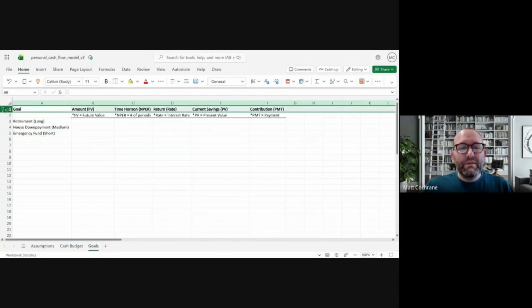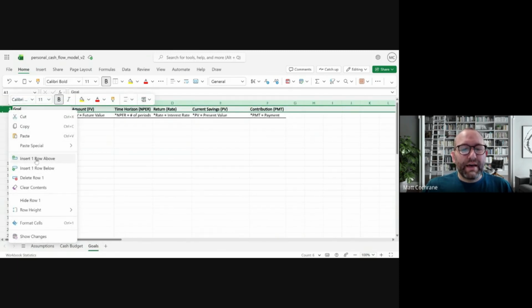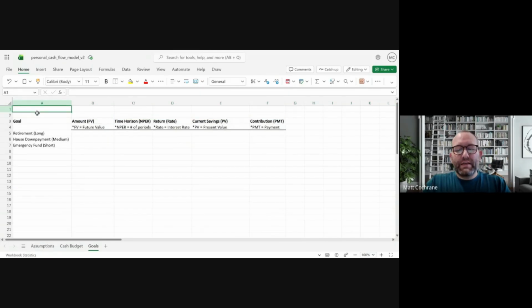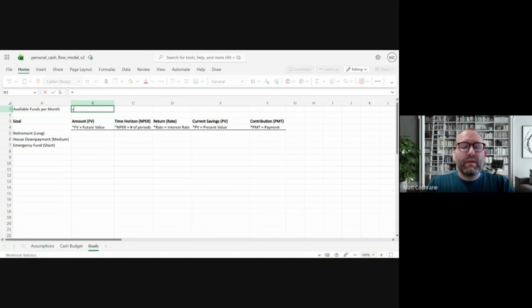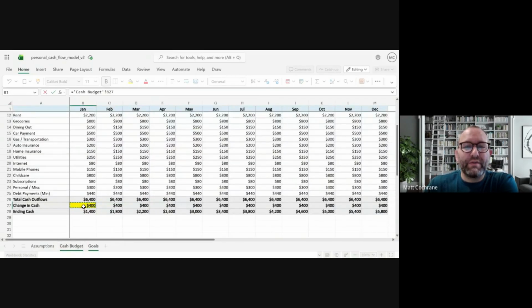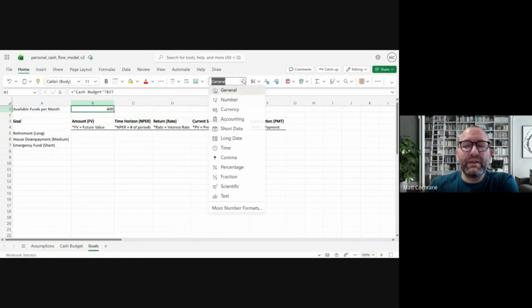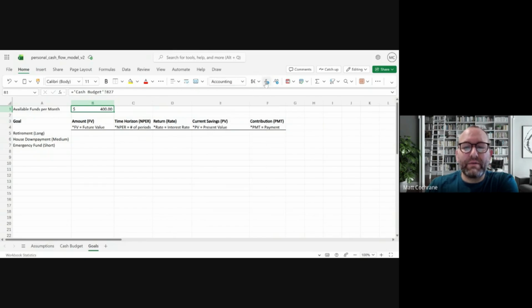So what we can do is set up this goal tab. And what I want to do first is type in available funds per month. We can take this value from our cash budget, which was identified here. So this is our starting point. I'm going to put this in accounting format, and we're going to remove some of those decimal places. So $400 is available.